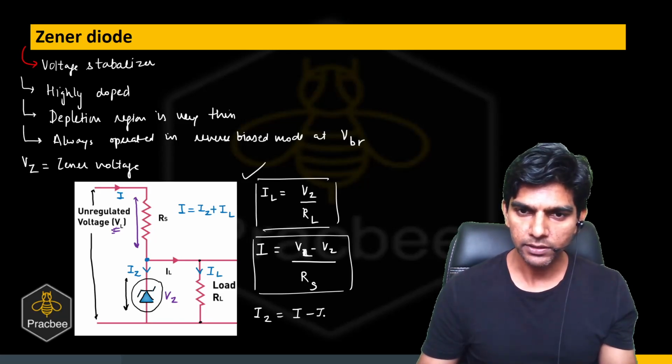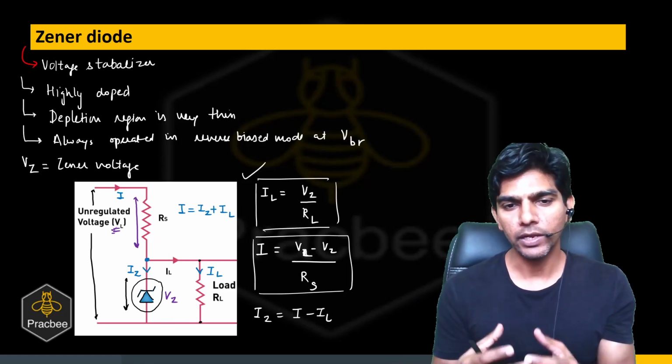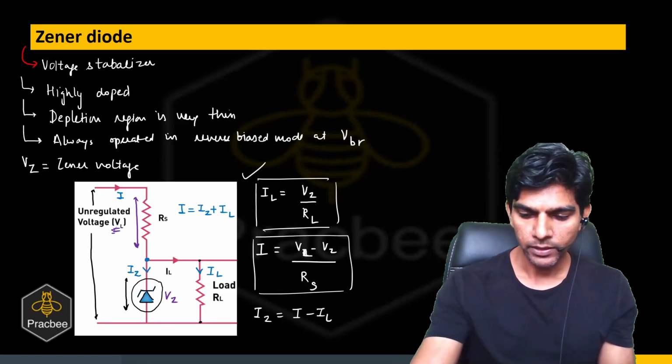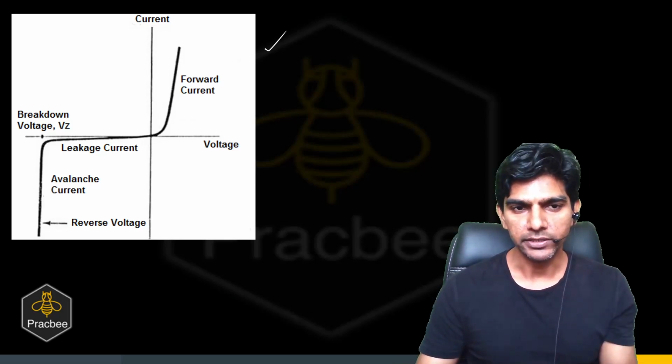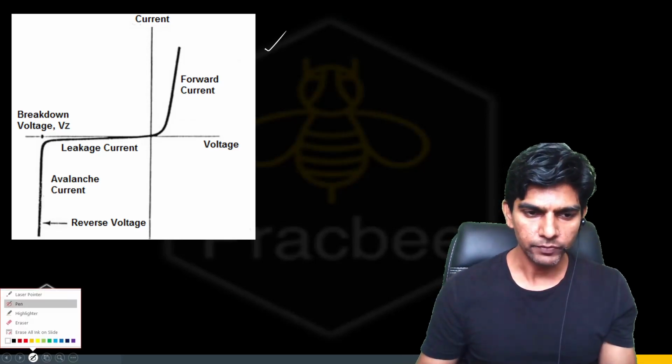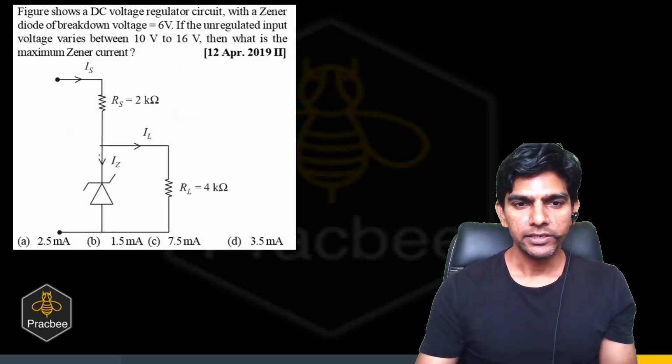So I minus IL. Usually in JEE or NEET, you'll have a question based on a similar structure. So let us see. This is the basic characteristic that we have already studied, and we are working in the breakdown region. Now let us see some of the illustrations. So let us see this question.